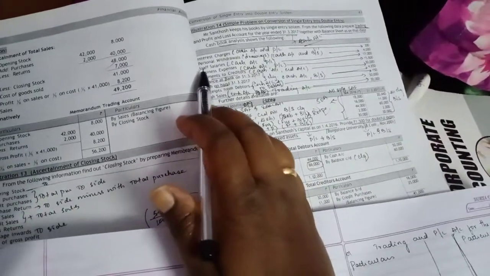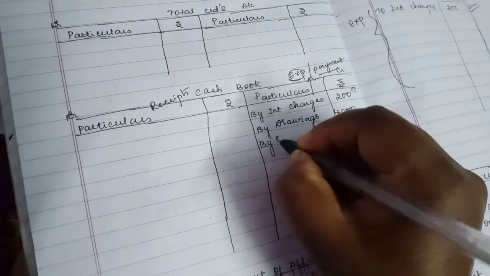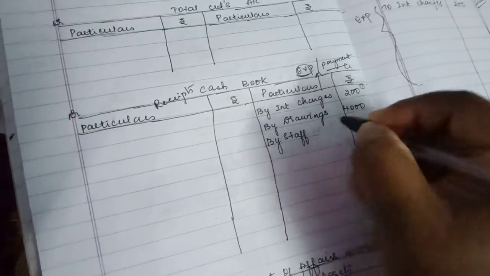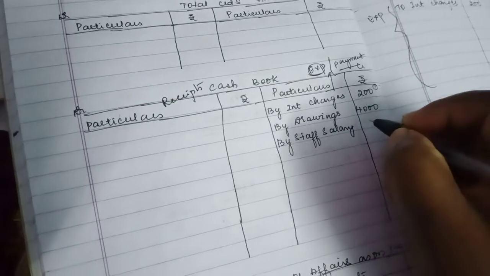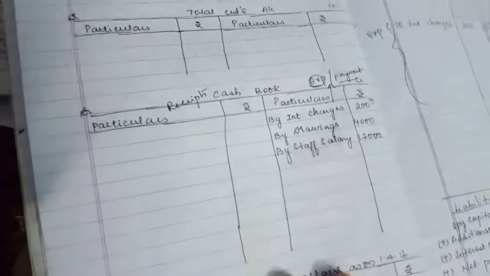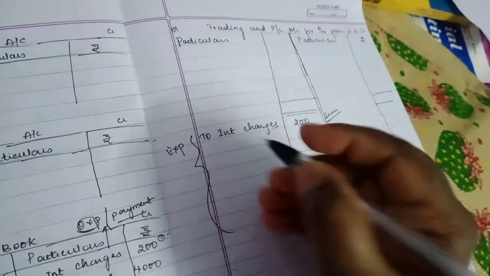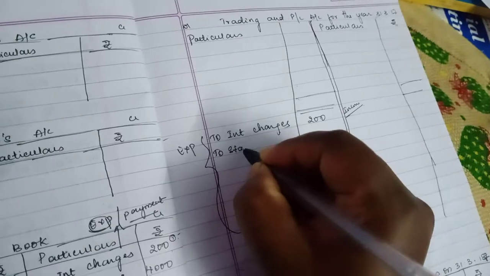The next item in the question is staff salary. Salary, once I will write in the cash book as usual, as I told you, you are going to pay. So by staff salary, the amount is 17,000. The second time, where does it come? It comes in the P&L account. What will you write? To staff salary.